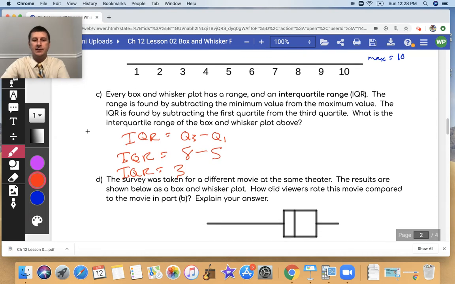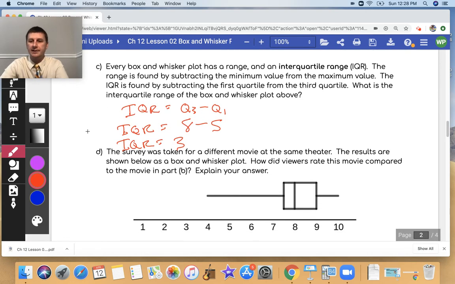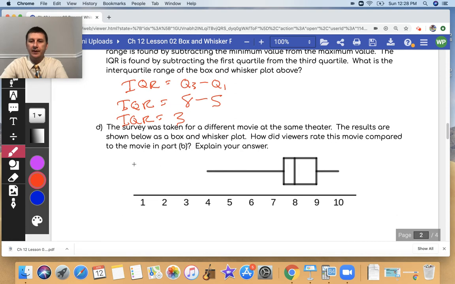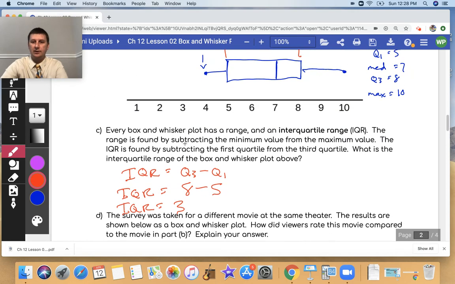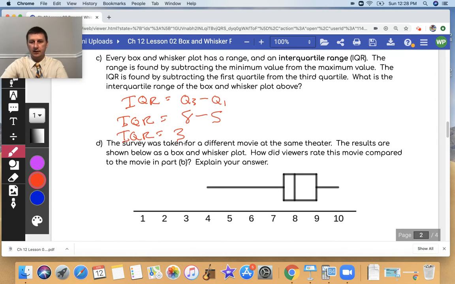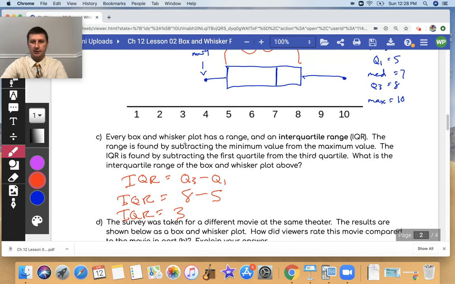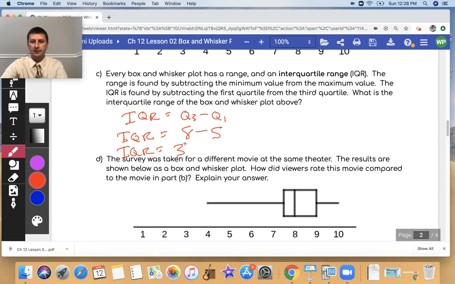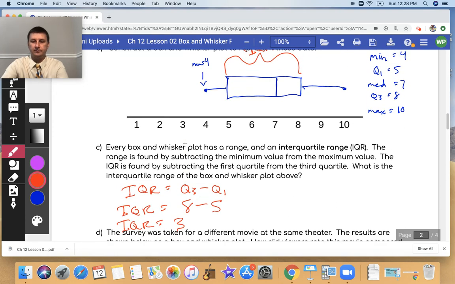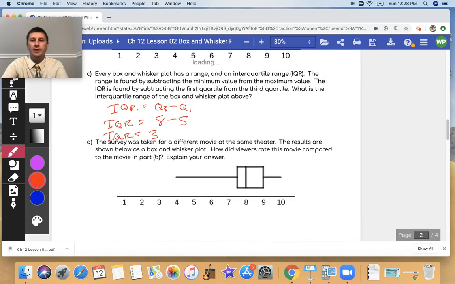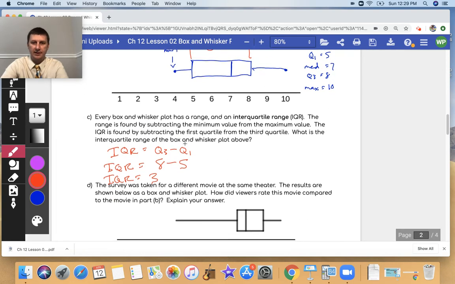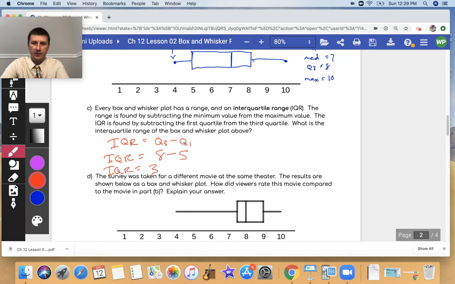And now for part D, it says the survey was taken for a different movie at the same theater. The results are shown below as a box and whisker plot. How did viewers rate this movie compared to the movie in part B? Explain your answer. So now we're going to compare these two charts. So take a look at this chart compared to that chart and see how you think those two might be different and how they might be similar. Okay, now we can see them both in the same window. All right, so let's take a look at this.